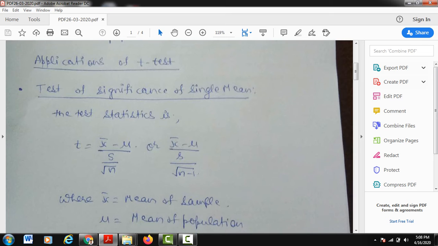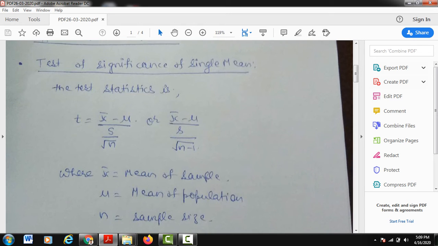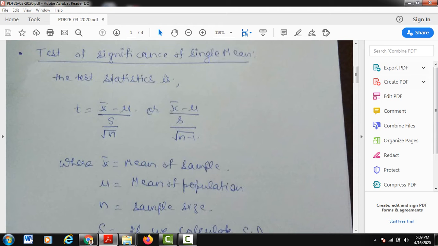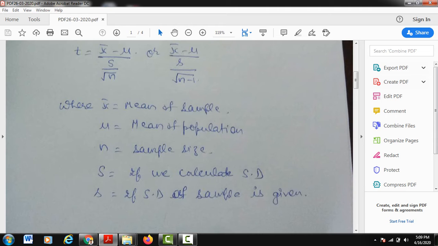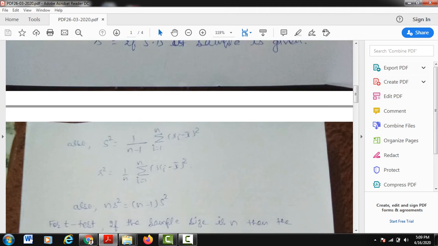The basic application of the T test is the test of significance of a single mean. In that case we use the test statistic t equals x bar minus mu over capital S over square root of n, or if small s is given, then I will use the T statistic as x bar minus mu over small s over square root of n minus 1. Now what is x bar? It is the sample mean. What is mu? It is the population mean. Small s means the standard deviation of the sample if it is given. Capital S means the standard deviation if we calculate it, and small n means the sample size.